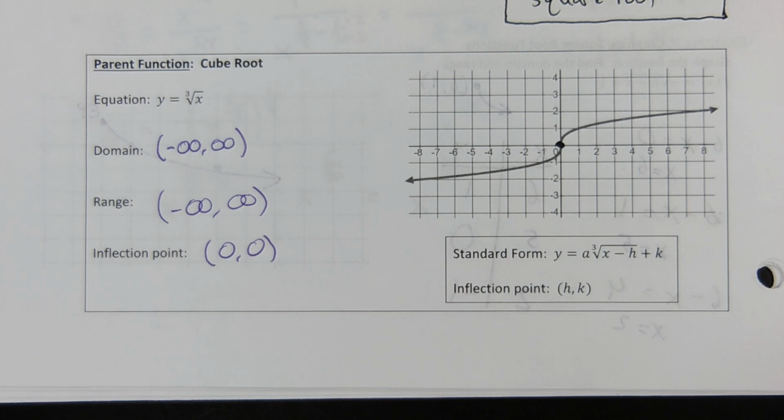Okay? Good news! The inflection point, the center, is found by asking yourself, what makes the inside equal 0, comma, the number to the far right. Isn't that cool? It's done exactly the same way. Yay!